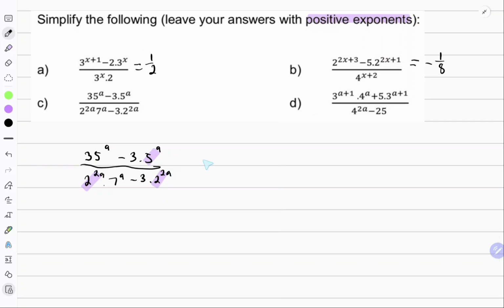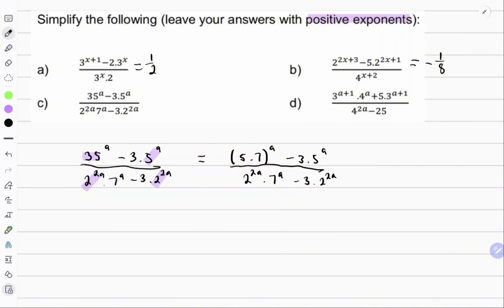We know that 35 can be written as 5 times 7. 5 times 7 is 35. So essentially what I did was I wrote 35 as a product of 5 and 7, because 5 times 7 is 35, minus 3 times 5 to the power of a, all over 2 to the power of 2a times 7 to the power of a minus 3 times 2 to the power of 2a.